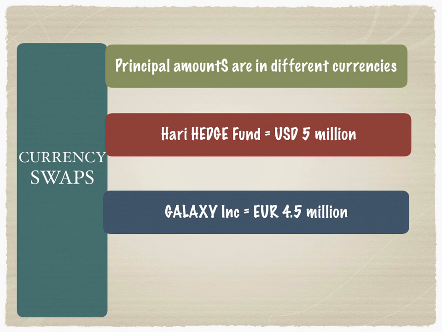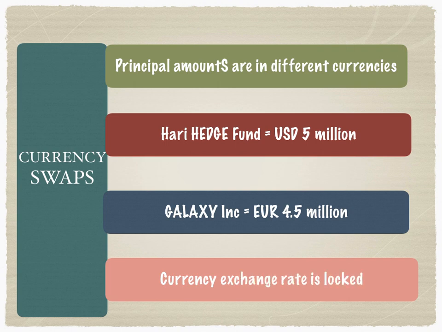So over here, Hari Hedge Fund has 5 million USD. USD has its own interest rate. Galaxy Inc. has its own equivalent in euro. EUR has its own interest rate. So there will also be an interest rate conversion factor. The currency exchange rate is locked because the game is between interest rate fluctuations and currency fluctuations for the interest payments.